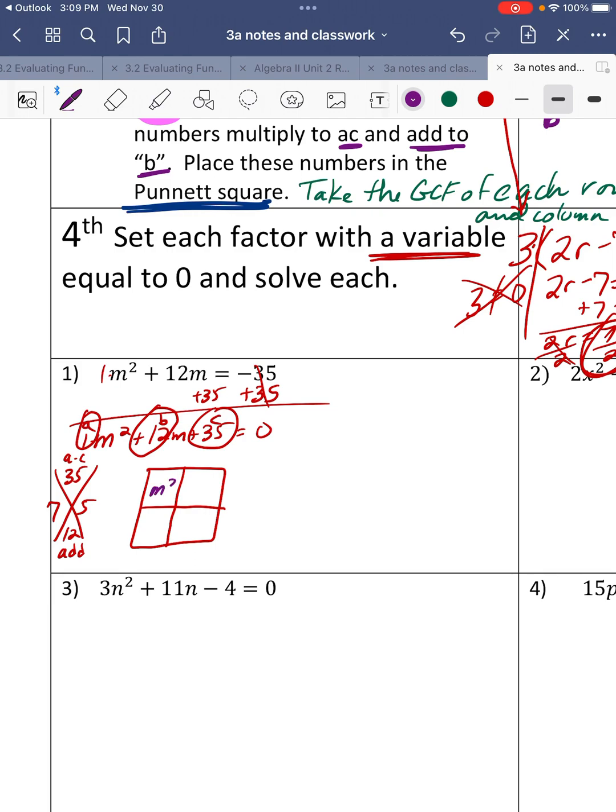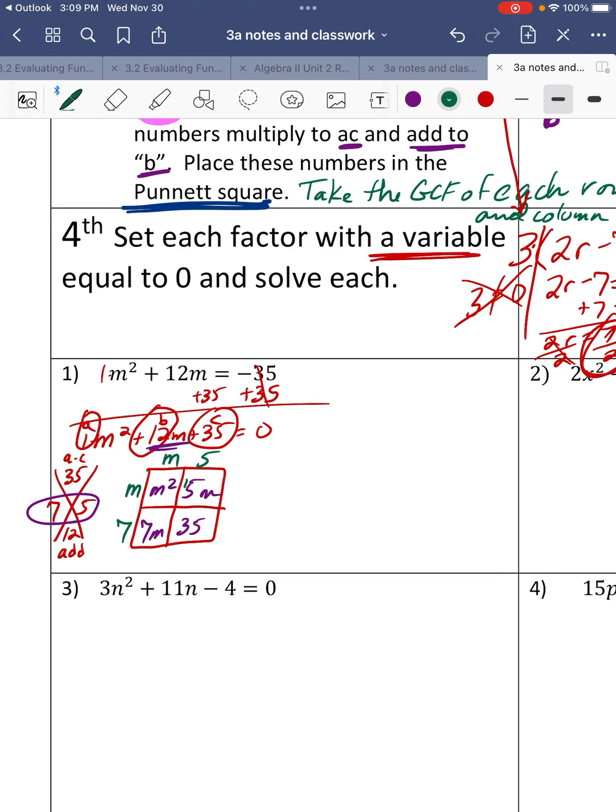A term is top left. C term is bottom right. Our 7 and 5 are going to go into the two other diagonal boxes. They have to add up to 12m, so it's going to be 7m and 5m. Let's take out our greatest common factor, our bottom row is 7. Top row is m. Last column, 5.